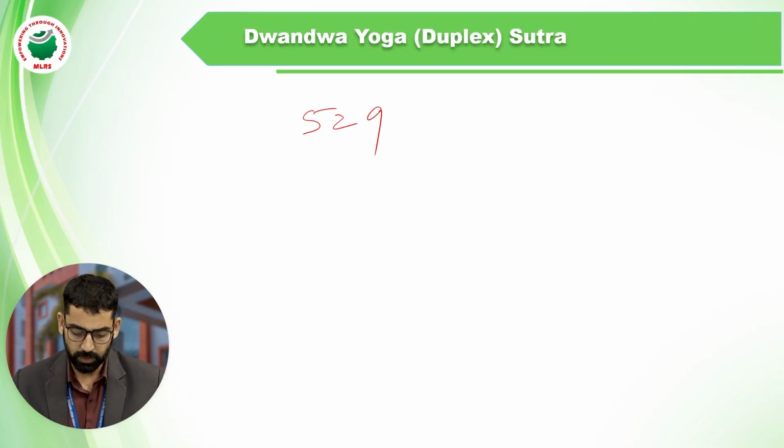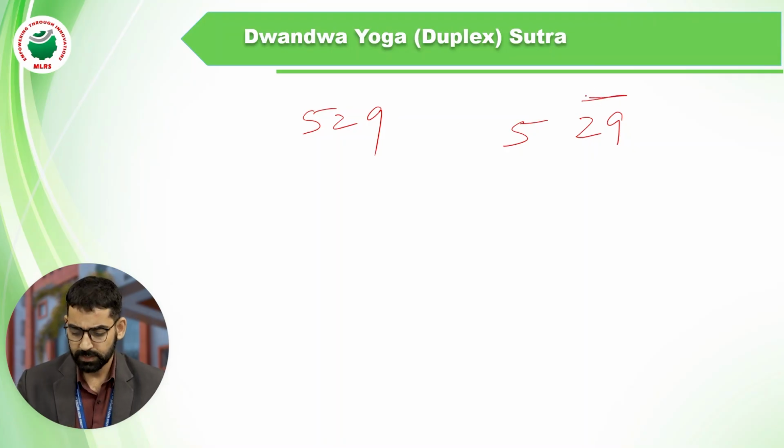First thing we can do is arrange this number in the form of pairs, starting from right to left. You should remember here that we have to start from right to left. So when we take this as a number, this is 29, this is 5, so this is the first pair and this is the second pair. This is a single digit number and this is a two digit number.